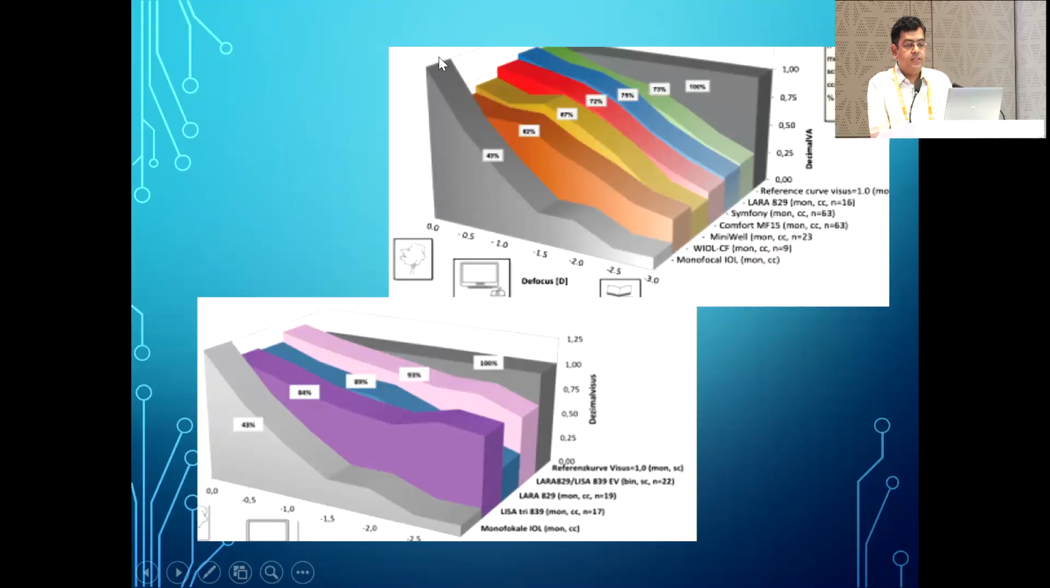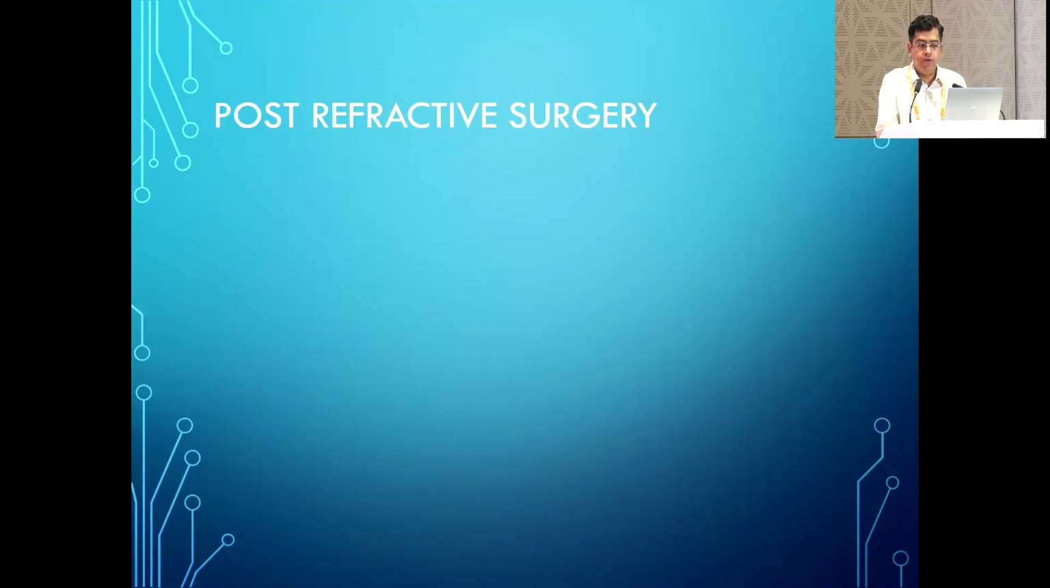If you look at this graph here, you can see that there is a great drop in distance vision with the EDOF lenses. Remember, there is a great drop in distance vision with EDOF lenses compared to even good trifocals. So we have to be very careful in selecting EDOF for a driver.